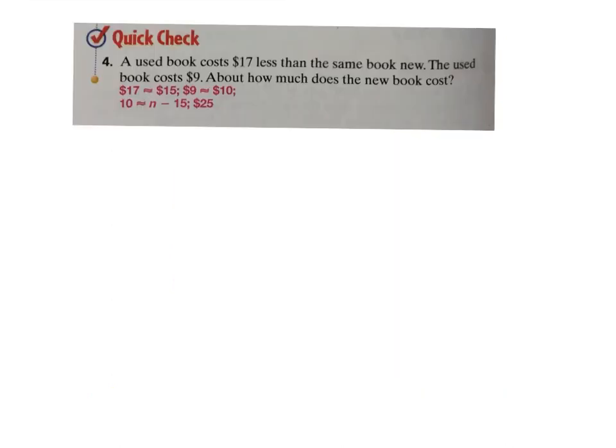Alrighty, so on here, a used book costs $17 less than the same book new. The used book costs $9, but how much does the new book cost? I mean, you could find the actual amount, right? So they're rounding here. 17 is about 15, right? And 9 is about 10. So we know that 10 is n minus that 15. Again, you could have just as easily written the real thing, 9 equals n minus 17. But anyway, we're looking for an estimate.